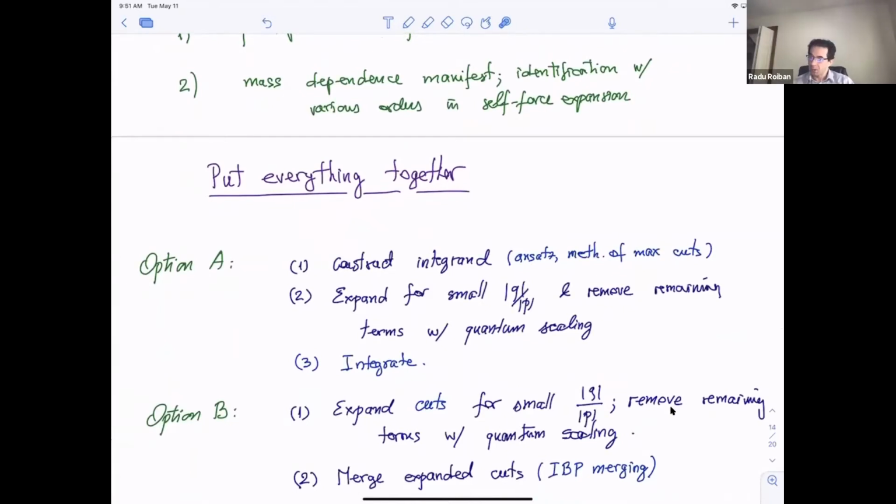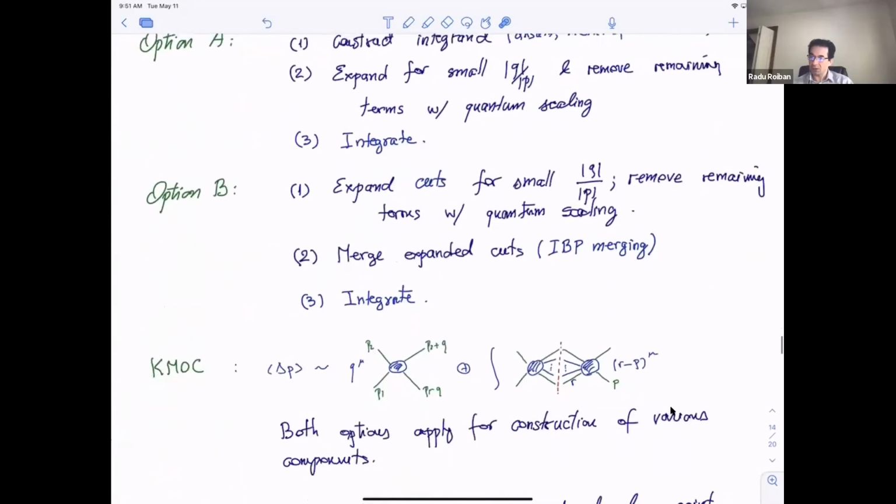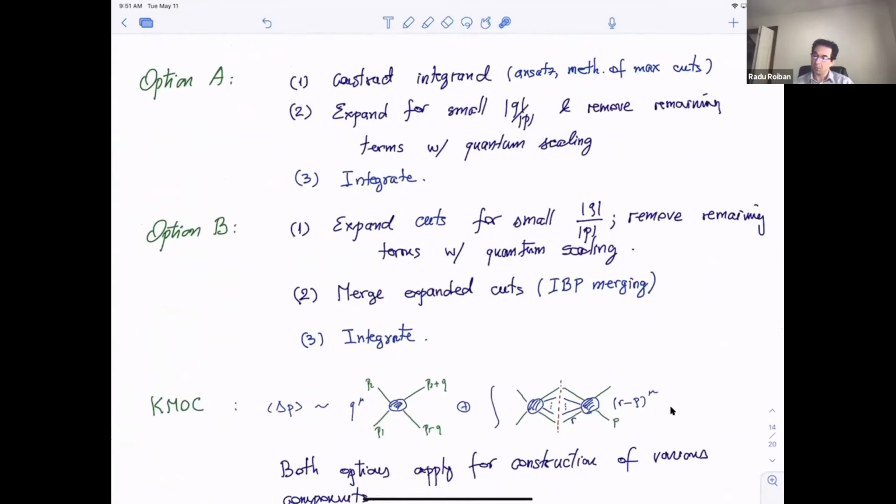Good. Thank you. So now it is time to put everything together. There are a few options again. But I'm pretty sure you already know what they are. So for example, one can reconstruct the integrand based on the classical cuts using either an ansatz or the method of maximal cuts. One can expand it as just described and remove the remaining quantum terms and then integrate.